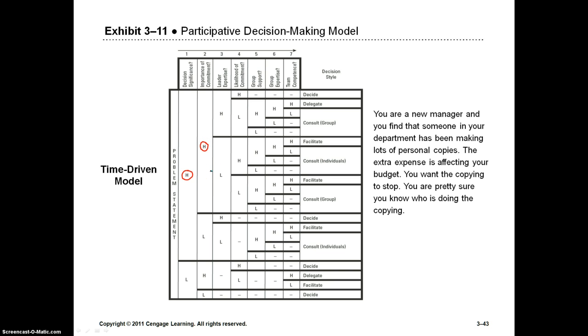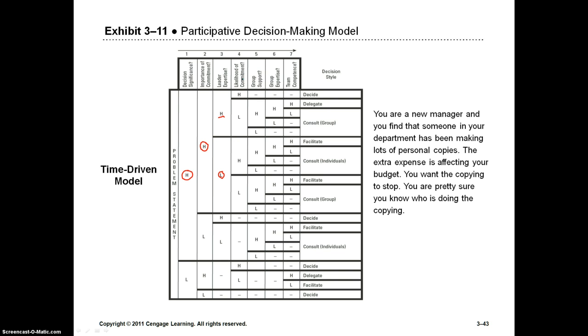Then we ask about leader expertise, question number 3. How much do we actually know about this? Now this is open to interpretation. It says we're pretty sure we know who's doing the copying, but do we really? My preferred answer here would be low, and that's what I'm going to choose. We don't really know enough, but I'm going to put a little line here under high. We'll see what happens if we had answered high there.